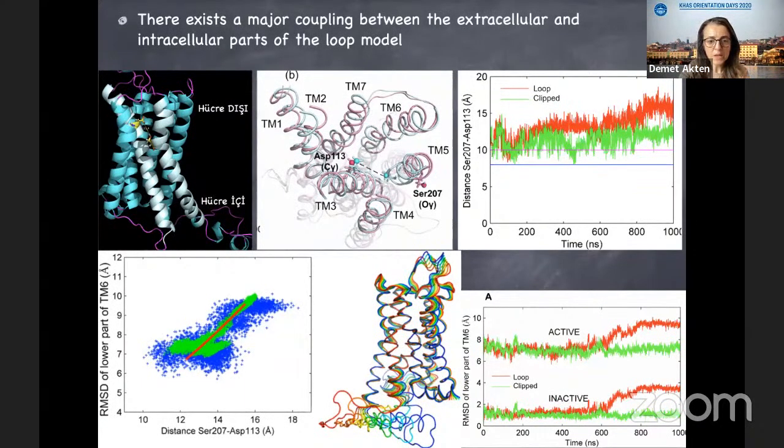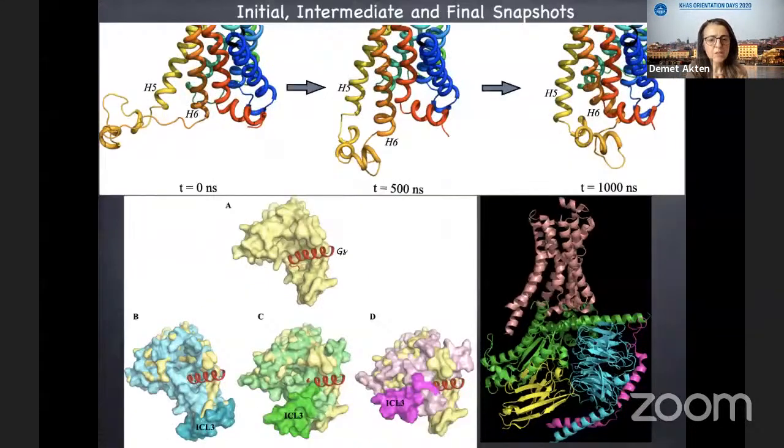So as a result of that, everything is correlated, and we can see this through the graphs. Let's focus on this upper part. What's happening there? At the initial state, you see the loose end and the loose region of this ICL3, and finally it gets into shape and closes, and also forms some more helical conformations.